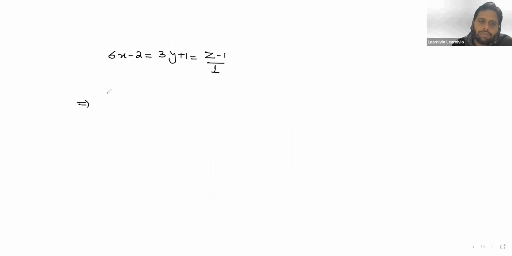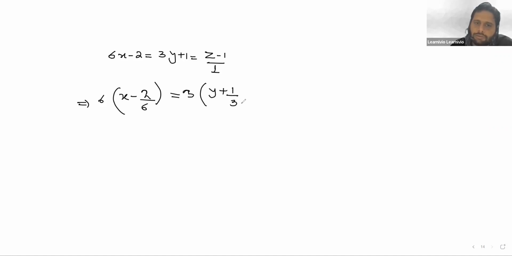Okay. Now here take out this 6 common. So you will get x minus 2 by 6. Okay. Why are we taking 6 common? Because we need the coefficient of x as unity. Here take 3 common. So you will get y plus 1 by 3. Okay. And here you already have z minus 1 by 1.